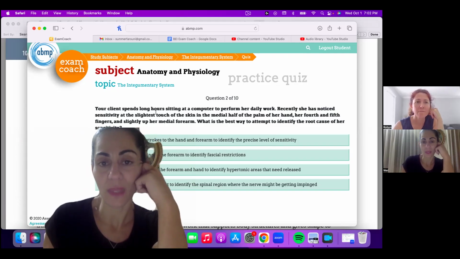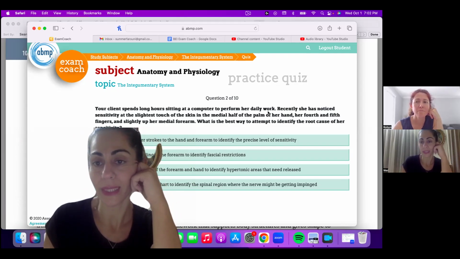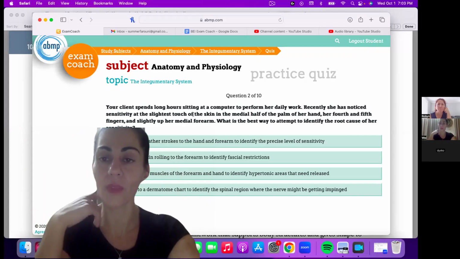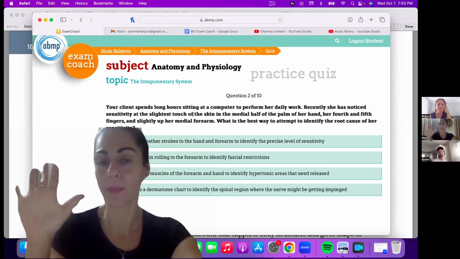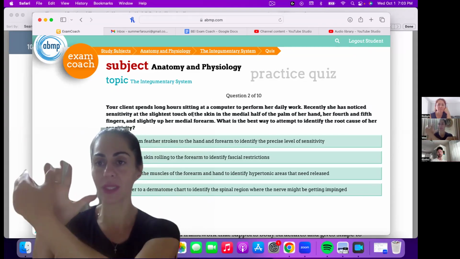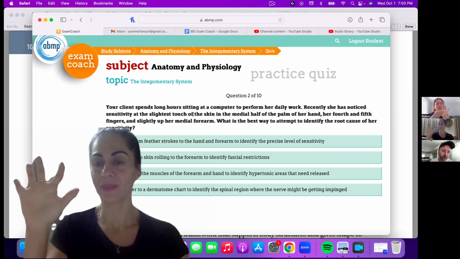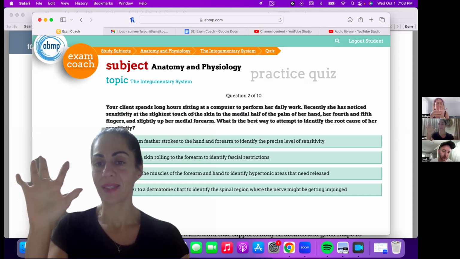So if this client spends long hours sitting on a computer to perform her daily work, and all of a sudden she has sensitivity, where exactly? On the skin, on the medial half of the palm. So medial half would be what? This half or that half? The inside, the thumb area, the medial.